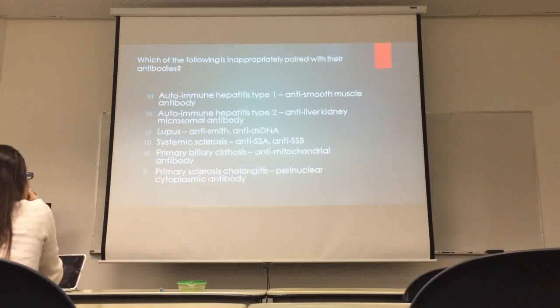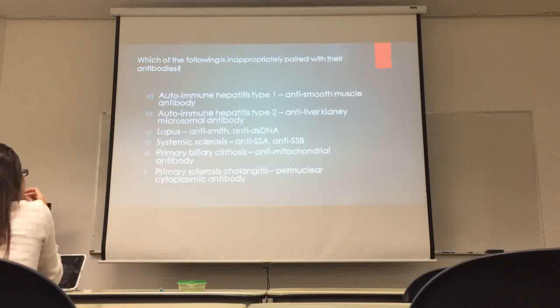So A, it is anti-smooth muscle antibody. That's the most common type. So that's one of the biggest ones you'll need to remember for autoimmune hepatitis. Anti-liver kidney microsomal antibodies is a less common subtype, so plus or minus on how in depth you need to know that.